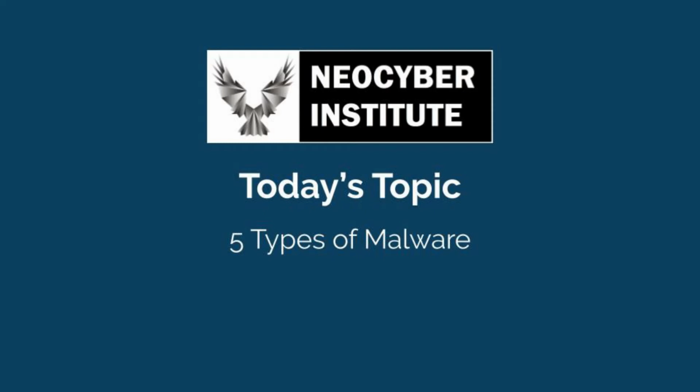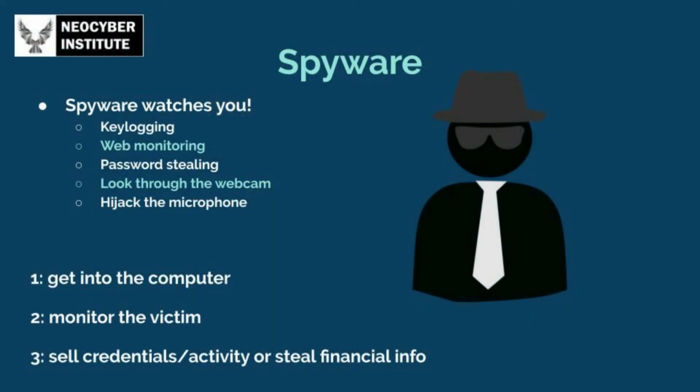Today we're going to be talking about 5 types of malware to pay attention to. We'll go over spyware, rootkits, Trojan horses, worms, and fork bombs. Let's get started. We're beginning with spyware.